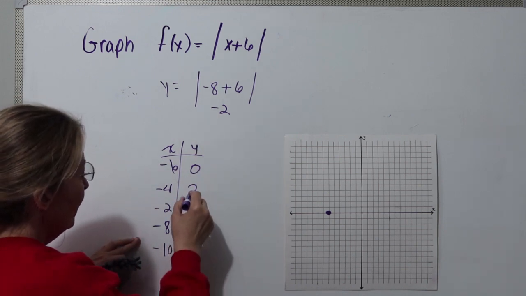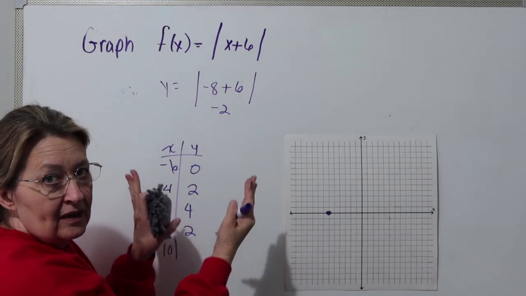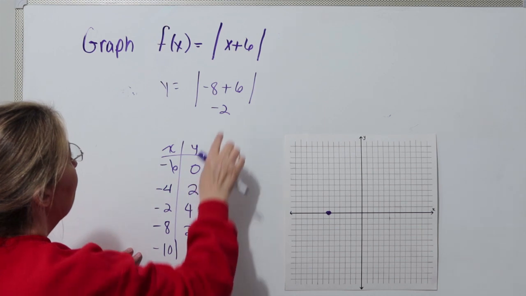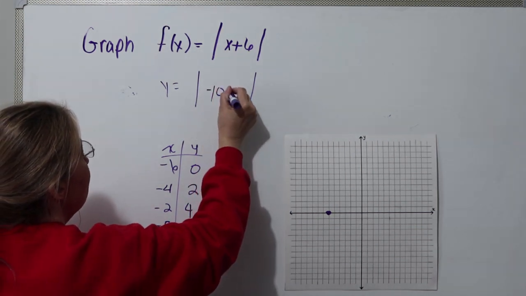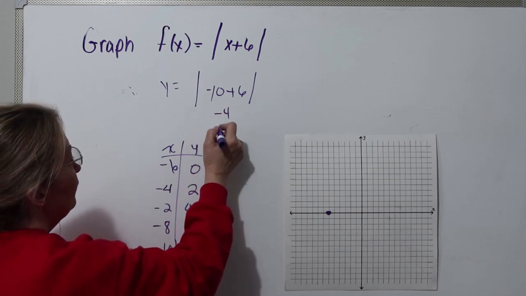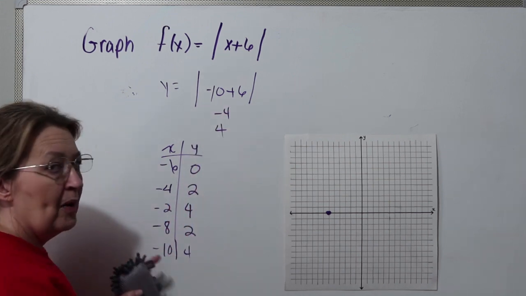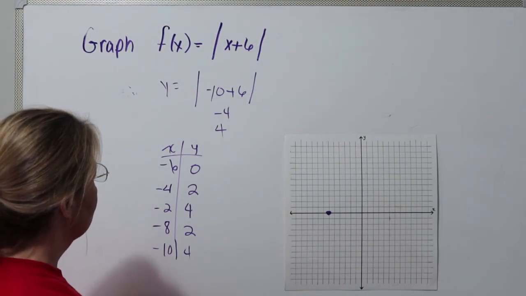Now you should expect to start seeing your y values repeat because that's what's going to make the V shape. And then if I put negative 10 in here, negative 10 plus 6 is negative 4, and the absolute value of negative 4 is positive 4. So let's plot these points real quick and we'll see what our graph looks like.